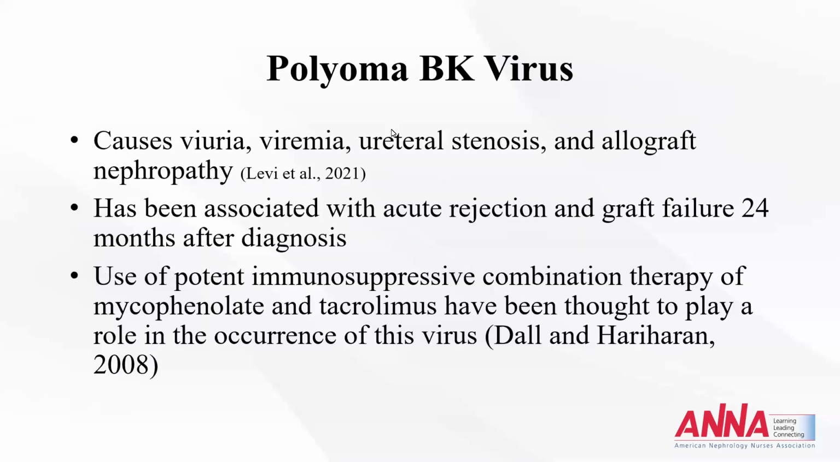What does BK do? Well, it starts causing viruria, viremia. Worst cases, you'll have ureteral stenosis and even allograft nephropathy. It's been associated with acute rejection and graft failure 24 months after diagnosis. This is one we commonly see because of the use of potent immunosuppressive combination therapy of CellCept or mycophenolate and tacrolimus.